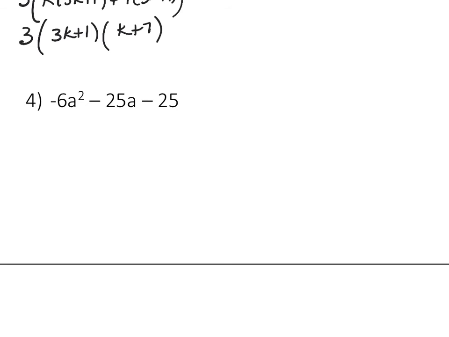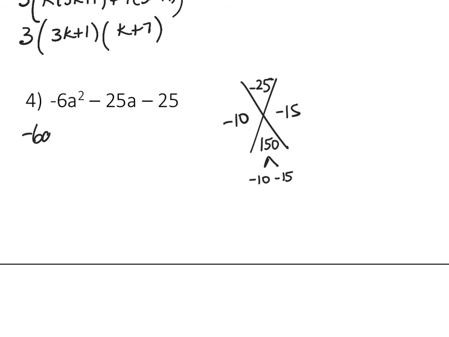All right, one more: -6a squared minus 25a minus 25. Even though they're big, it doesn't look like there's anything that can come out. So my sum is -25. My product is positive 150. I need to play around a little bit here and think of some things. Let's see, -10 and -15 seems like it would work. So -6a squared minus 10a minus 15a minus 25.